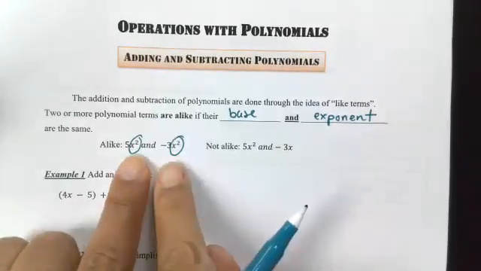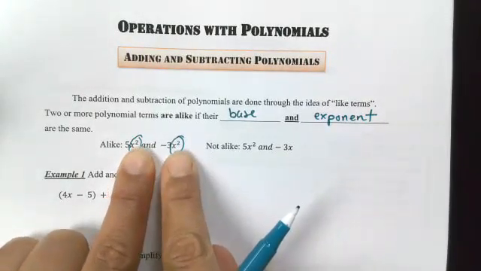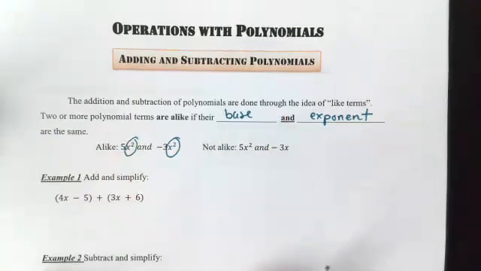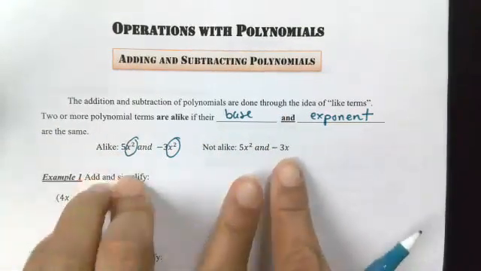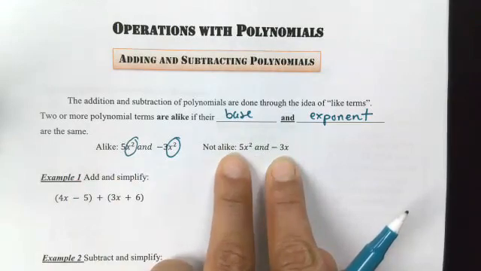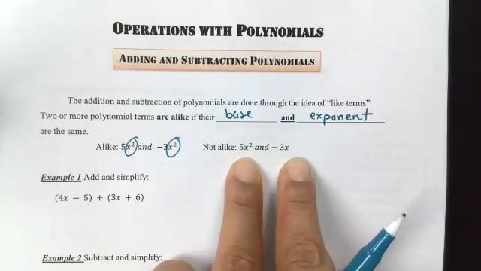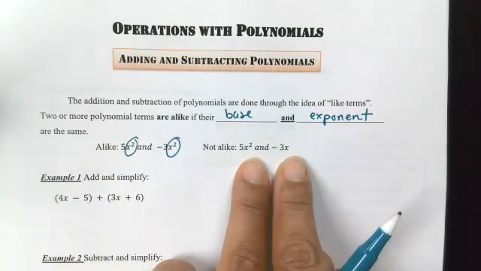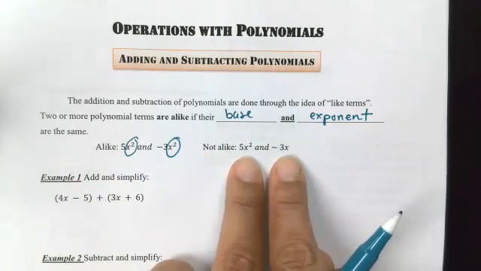So the x is the same, the base is x for both of them, and also their exponents. The power has to be the same. Notice these examples for what's not alike. If I have 5x squared and I have negative 3x, I cannot put these together because they're not alike, okay? So they will stay separate the way they are. I can't add them, I can't subtract them.